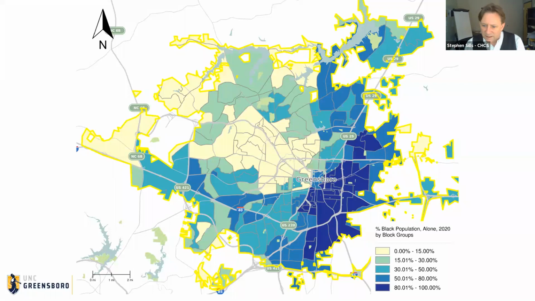We can see that there are neighborhoods to the north and west, starting with Irving Park and moving outwards, kind of in a wedge shape, that are less than 15% African American. These are majority white neighborhoods. So this pattern of segregating ourselves by color, by ethnicity, continues even 100 years after policies were struck down.